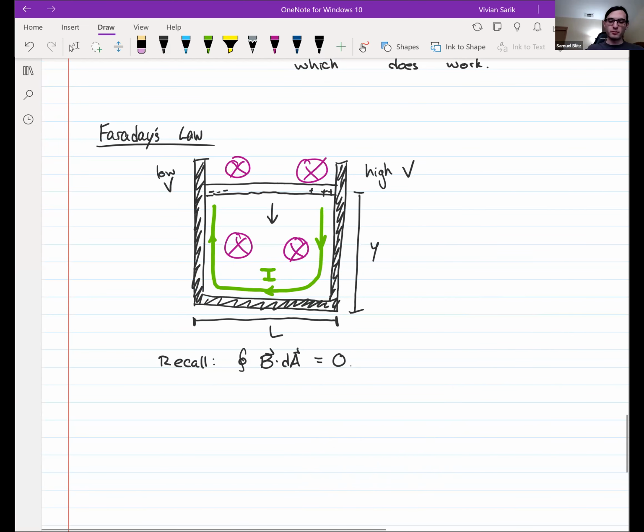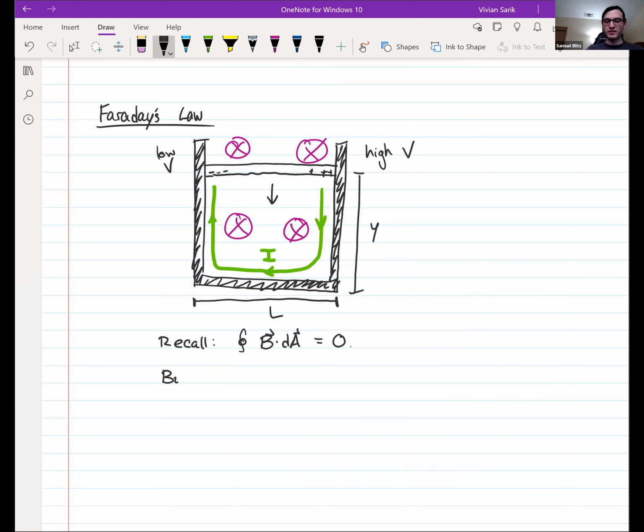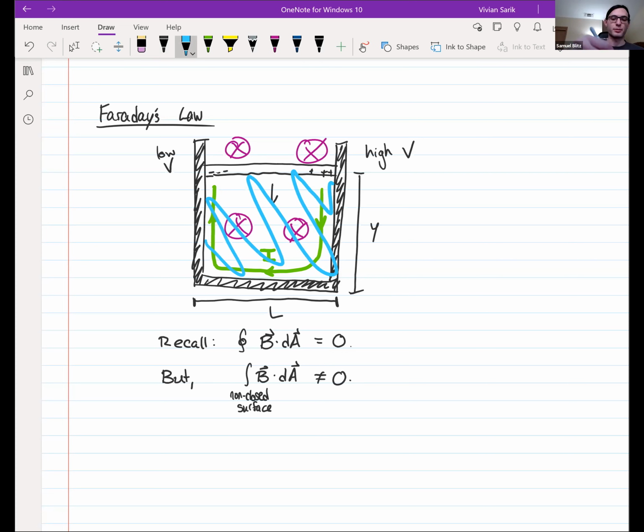So that is to say, B dot dA for a non-closed surface is not necessarily equal to zero. It can be zero, like if there's no magnetic field, but it doesn't have to be zero because you can have magnetic fields that just pass right through. And so in this case, we can actually consider the flux through this surface. I'm just drawing that temporarily because otherwise it'll get too cluttered. But we're going to consider the surface that's enclosed by the circuit.